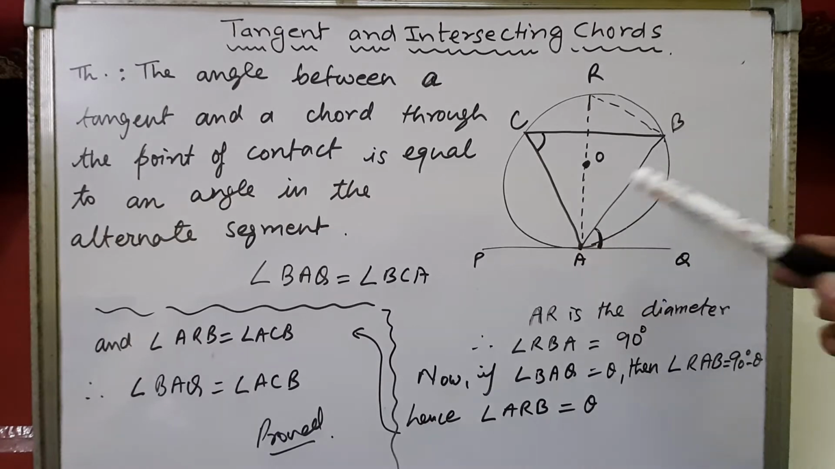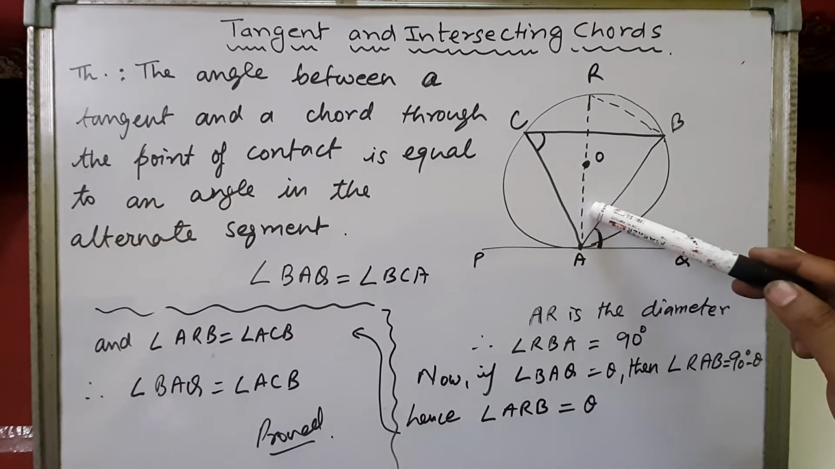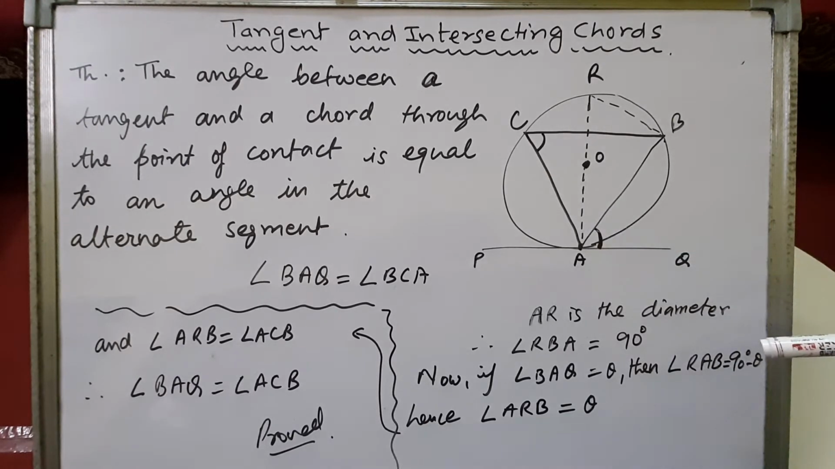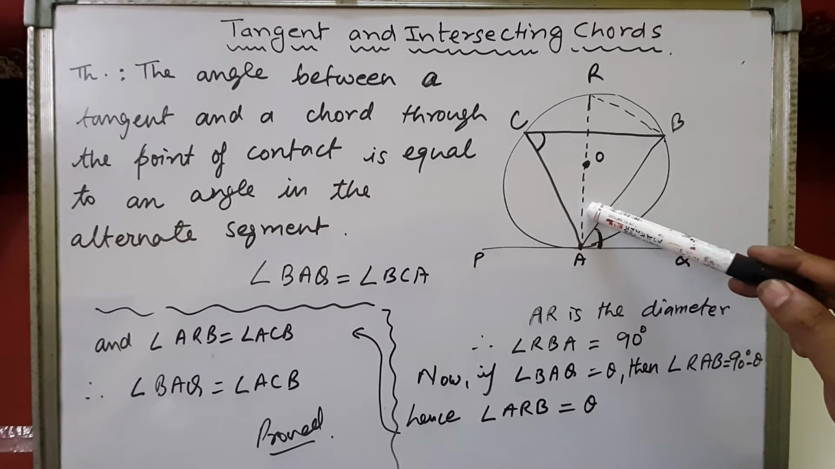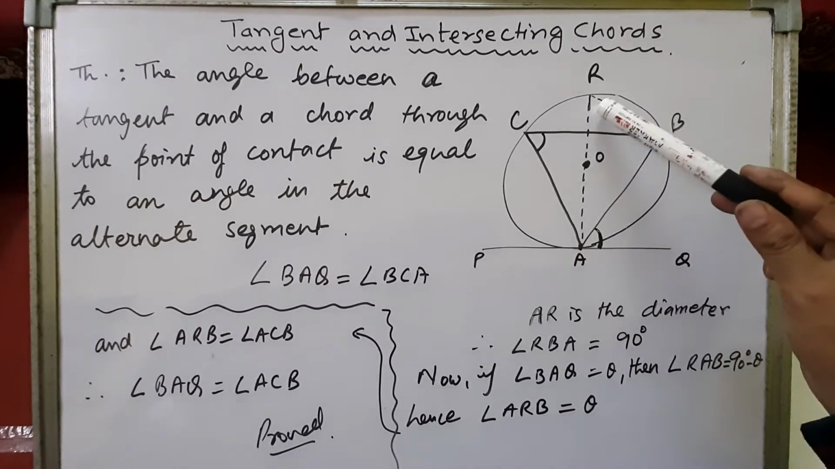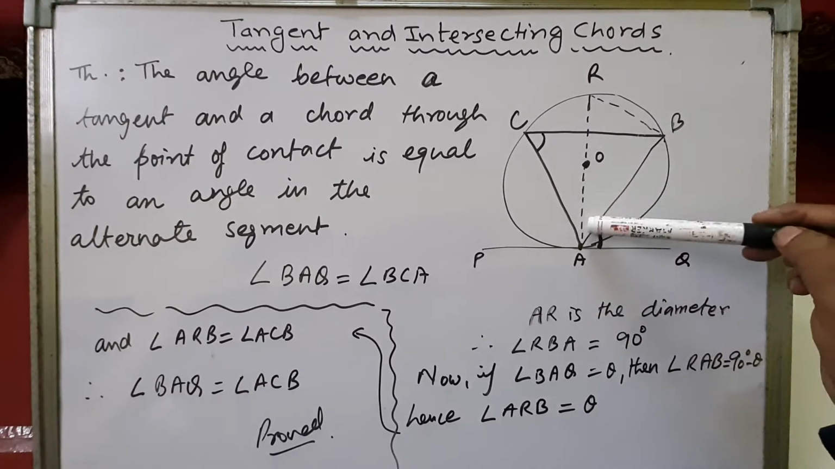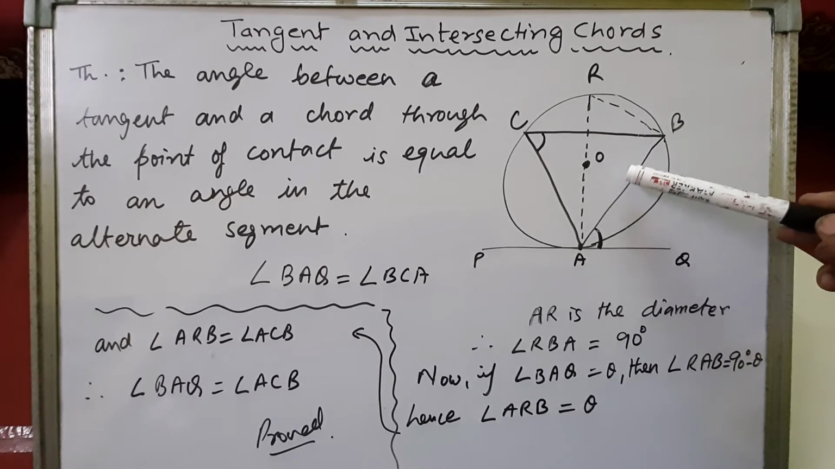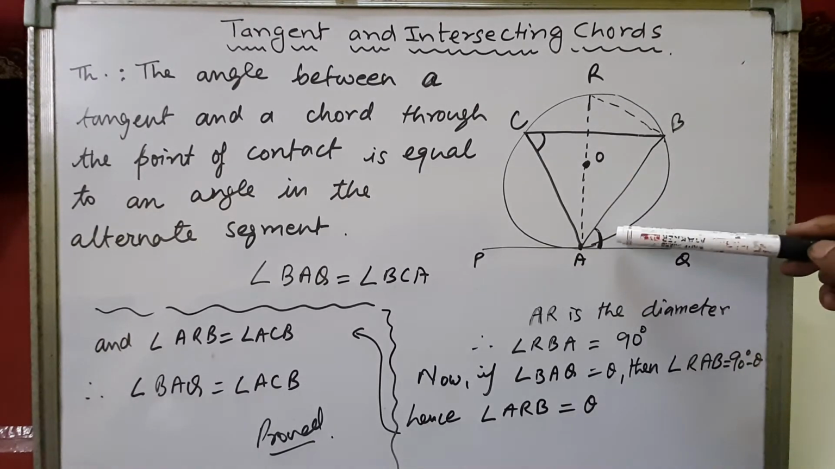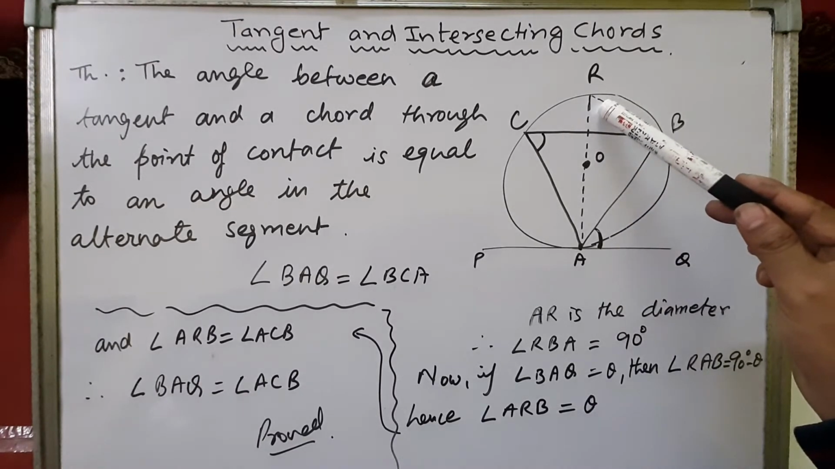So this remaining angle, that means angle RAB, will be 90 minus theta. Alright, so when this angle is 90 minus theta and this angle RBA is 90 degrees, the remaining angle, which is ARB, we find by using the property that the three angles of a triangle add up to 180 degrees. We'll get angle ARB as theta. That means this angle is theta, we have assumed, and we got the value of this angle ARB as theta.